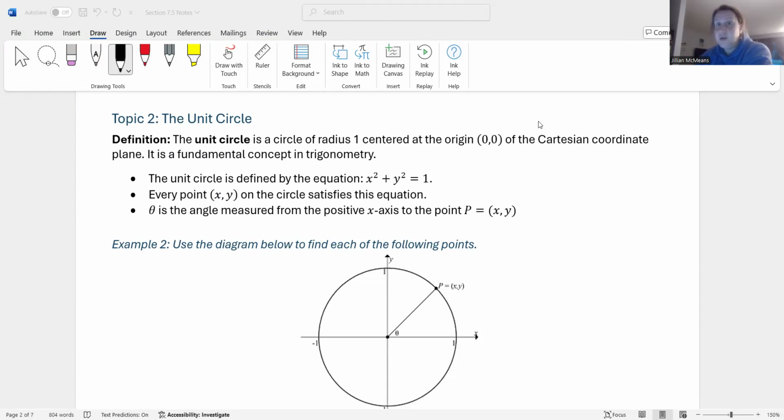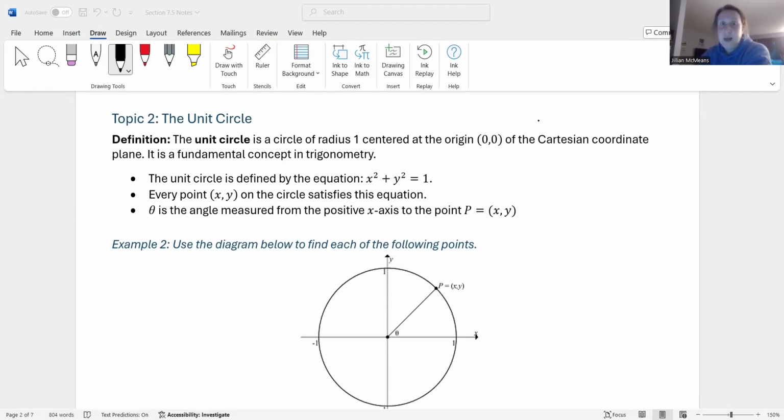Every point on that circle, so you can kind of see a unit circle down here, we have a circle centered at the origin with a radius of 1. If you chose any point on that circle, it would satisfy this equation. It would have some xy coordinate that represented that point, you plug it into this equation, you would get a true statement, okay?